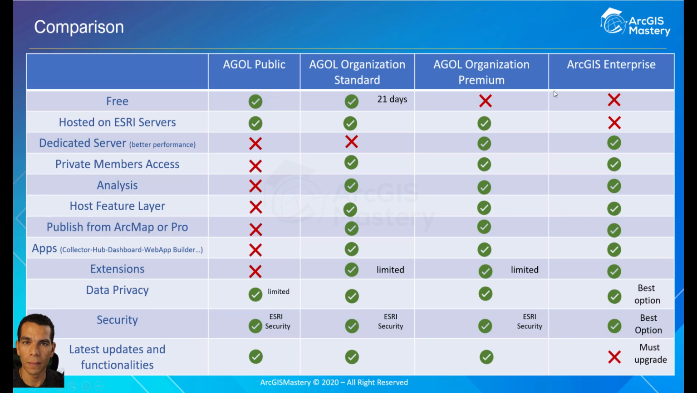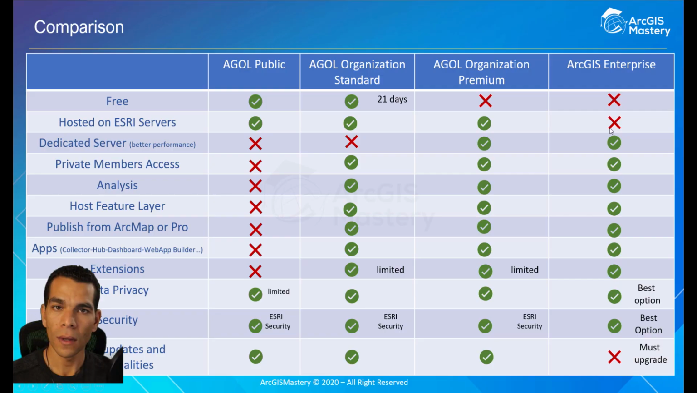And if you want to get the best option for security and privacy, you need to buy ArcGIS Enterprise and host it and manage it on your own servers, but you will not have the ability for the new functionalities. You need to upgrade your entire infrastructure and you need to buy a new version in order to have the latest and greatest functionalities. So now you know what is ArcGIS Server, and you know how to differentiate between ArcGIS Online Public Account and Organization Account and ArcGIS Enterprise. This is the matrix for the differences between them, and you will be able to differentiate between them using the URL. Once you look at the URL, you will be able to tell what is the difference.